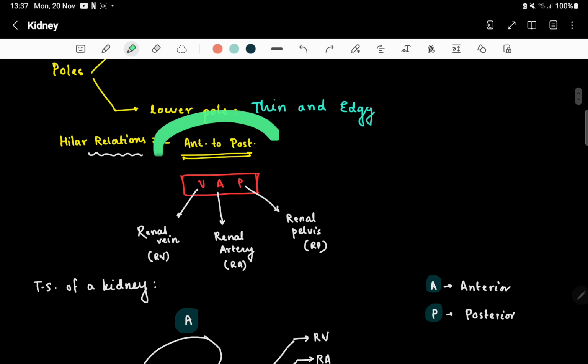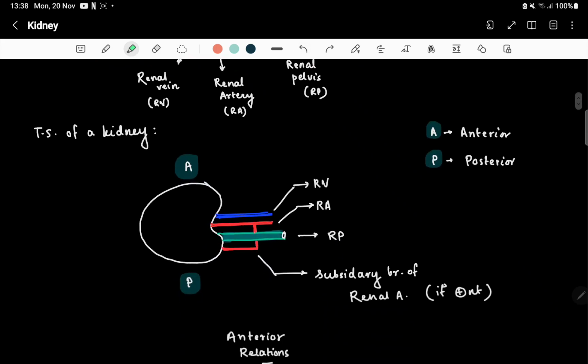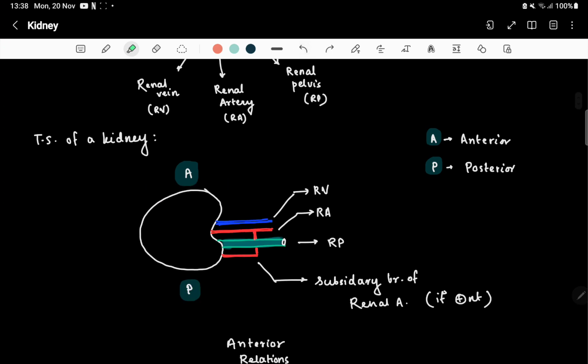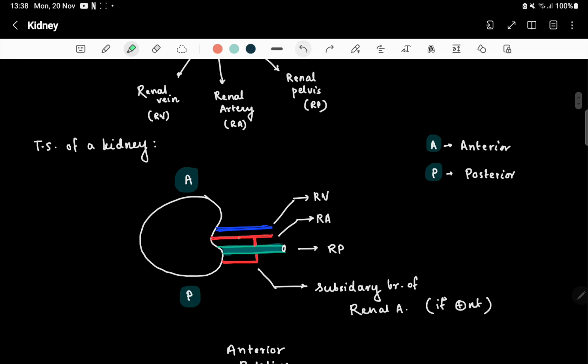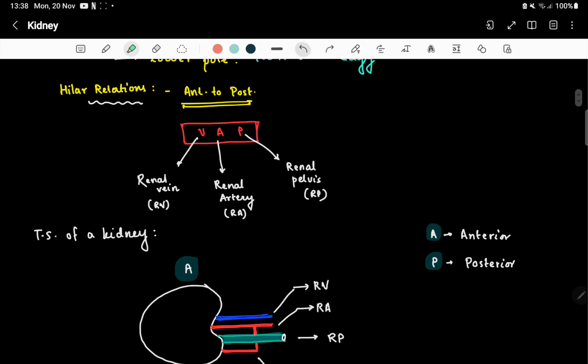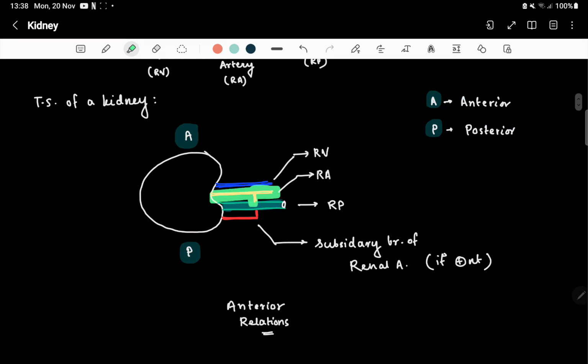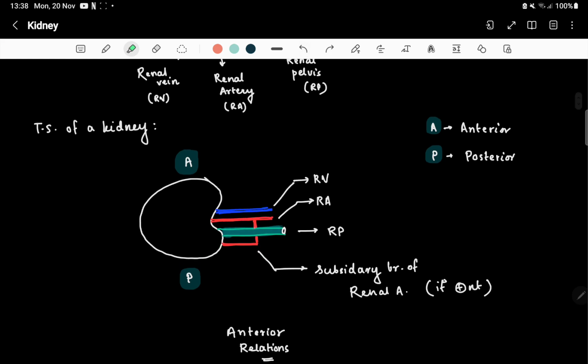Hilar relations, anterior to posterior: what are present in the hilum? You can see, from anterior to posterior, this is the anterior part, this is the posterior part. In the hilum we have the renal vein first, renal artery, and then renal pelvis. You can remember BAP. From anterior to posterior we have the structures renal vein, renal artery, and the renal pelvis. Note that a branch of the renal artery, called the subsidiary branch of the renal artery, if present, lies deep to the renal pelvis and goes even more posteriorly.